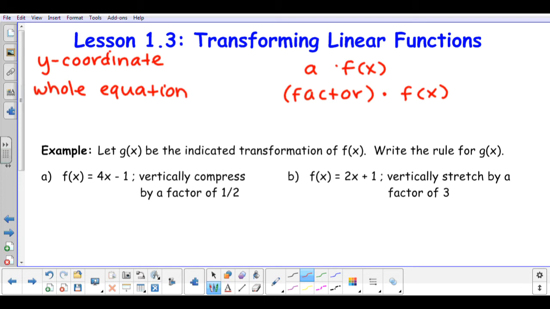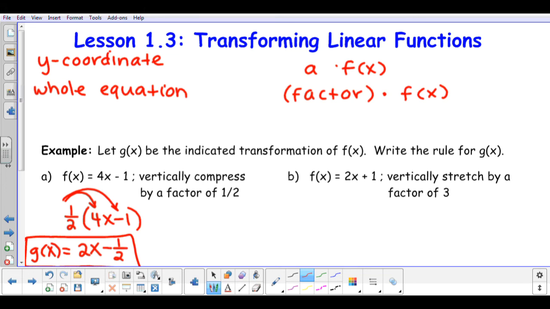So in A, I have 4x subtract 1, and I want to vertically compress by a factor of 1/2. So I'll put my factor of 1/2 in front, and I'll put my function behind, and then I'll distribute that 1/2 to the 4x and the negative 1. So 1/2 times 4 would give me 2x, and then 1/2 times a negative 1 will give me a negative 1/2. So my new g of x function would be 2x subtract 1/2.